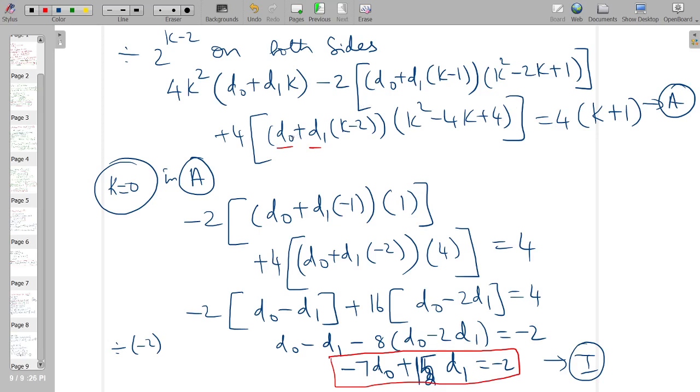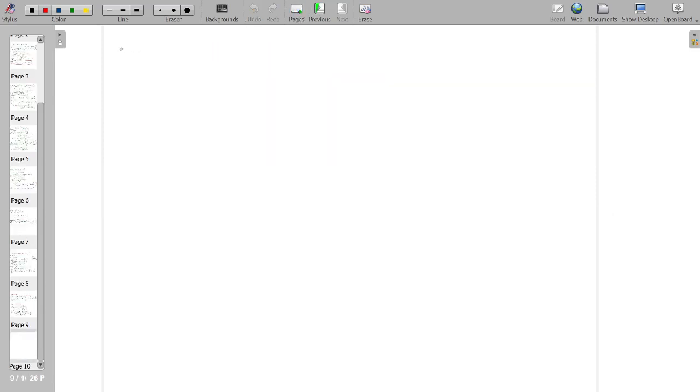I have done the same thing in another form. When I take k is equal to 0, automatically I will be equating the constants here, and that gives you the equation minus 7 d0 plus 15 d1 is equal to minus 2, which will be equation 1. Now I have to substitute k is equal to 1 in order to get the other equation. So I substitute k is equal to 1 in equation A.